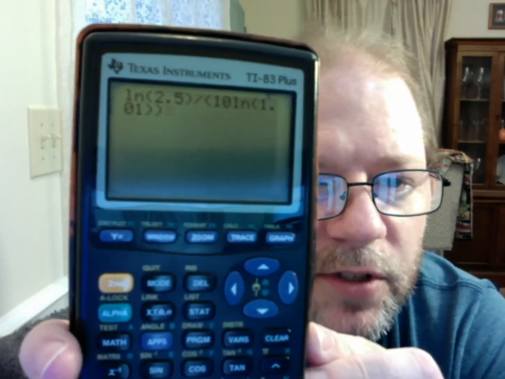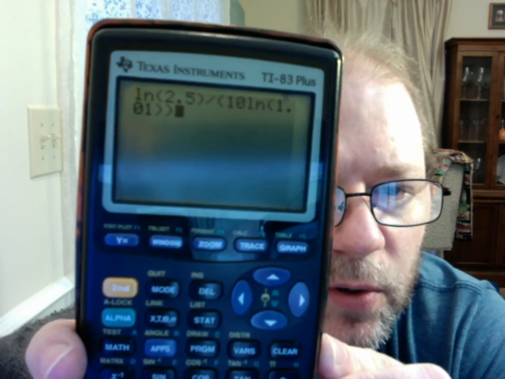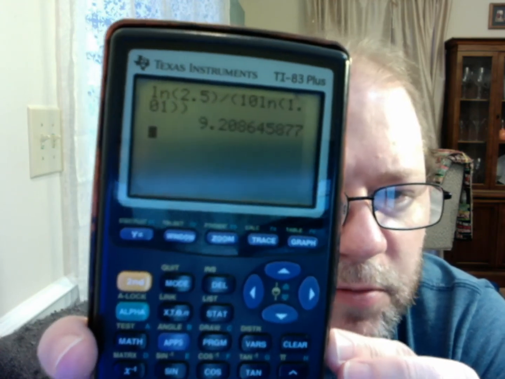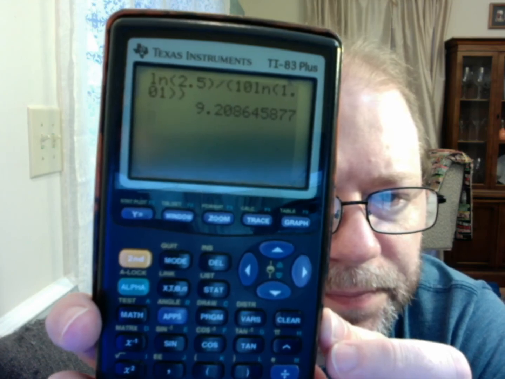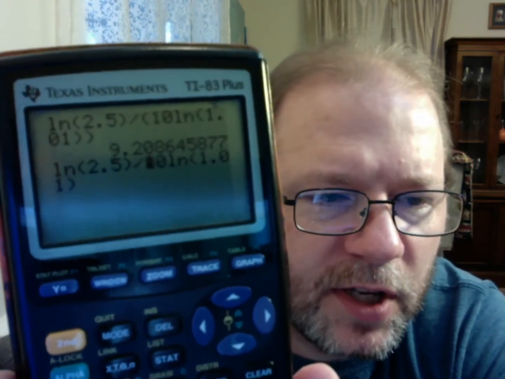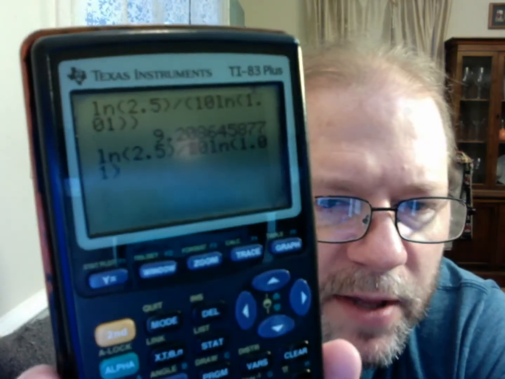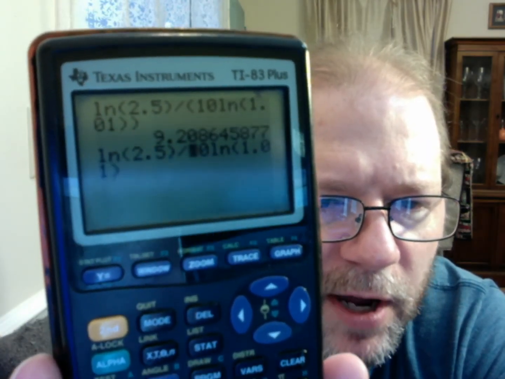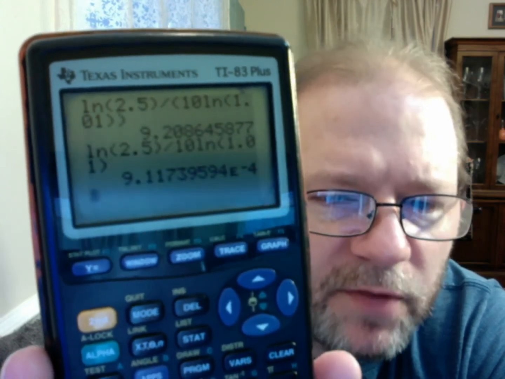Now this is how I've got this put into my calculator here. Notice I've got an extra set of parentheses around the 10 natural log 1.01. That gives me an answer of 9.208. Now, what if I didn't put those parentheses in there? I'm honestly not sure if it's going to give me the right answer or not. If I leave those parentheses off, it's saying natural log of 2.5 divided by 10. I'm not sure if it's going to multiply by the natural log of 1.01 or if it's going to divide by it. Yeah, notice it gives me a different answer.